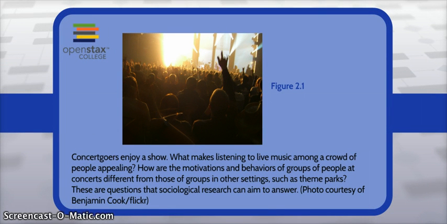Concertgoers enjoy a show. What makes listening to live music among a crowd of people appealing? How are the motivations and behaviors of groups of people at concerts different from those of groups in other settings, such as theme parks? These are questions that sociological research can aim to answer.